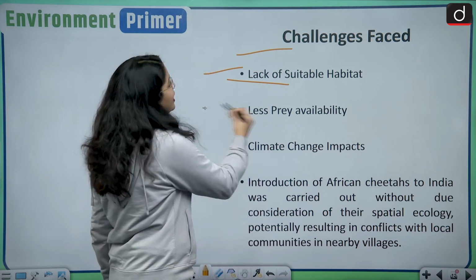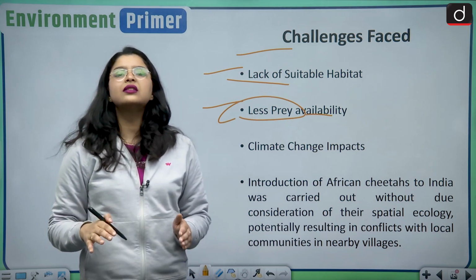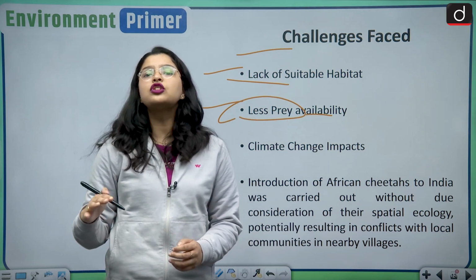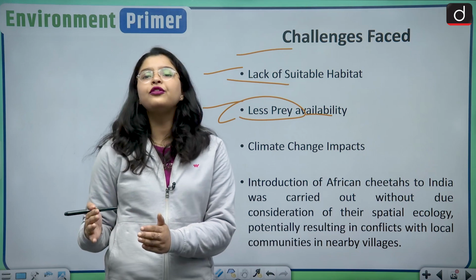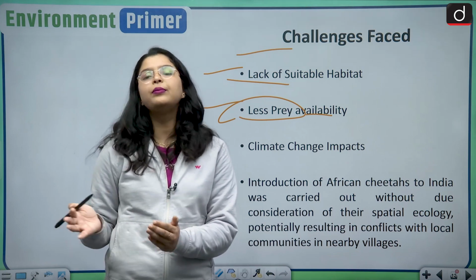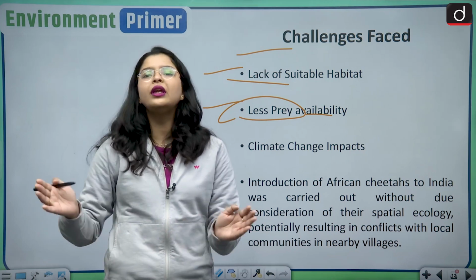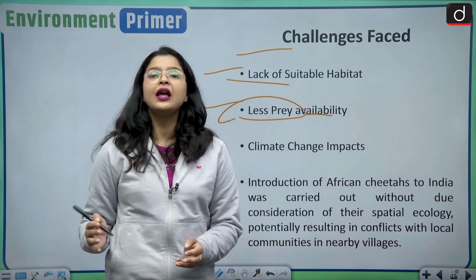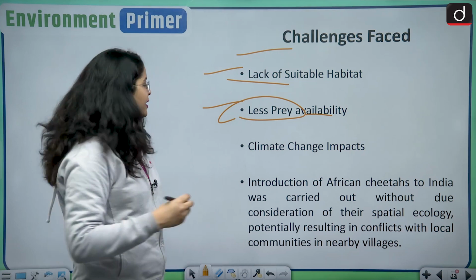Okay, then less prey availability. They are also saying that there is less prey availability in the Kuno National Park. Cheetahs cannot travel a long distance for their prey. So basically, they are being fed by the officers only. They are being bred in captivity, and they are not allowed to go in the wild. Even if they go in the wild, they have to cover a long distance to find their prey. All of these are the challenges that Project Cheetah is currently facing.